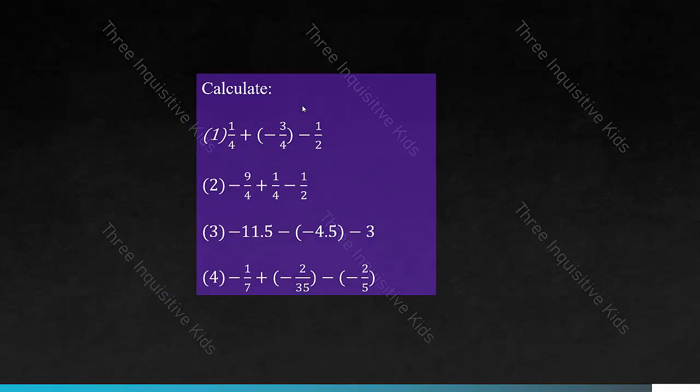Calculate these four expressions. For the first one, we have -1. This is not going to show the solutions, it's just going to show the answers. For the second one, we have -5/2. The third one, we have -10. And the fourth one, we have 1/5.